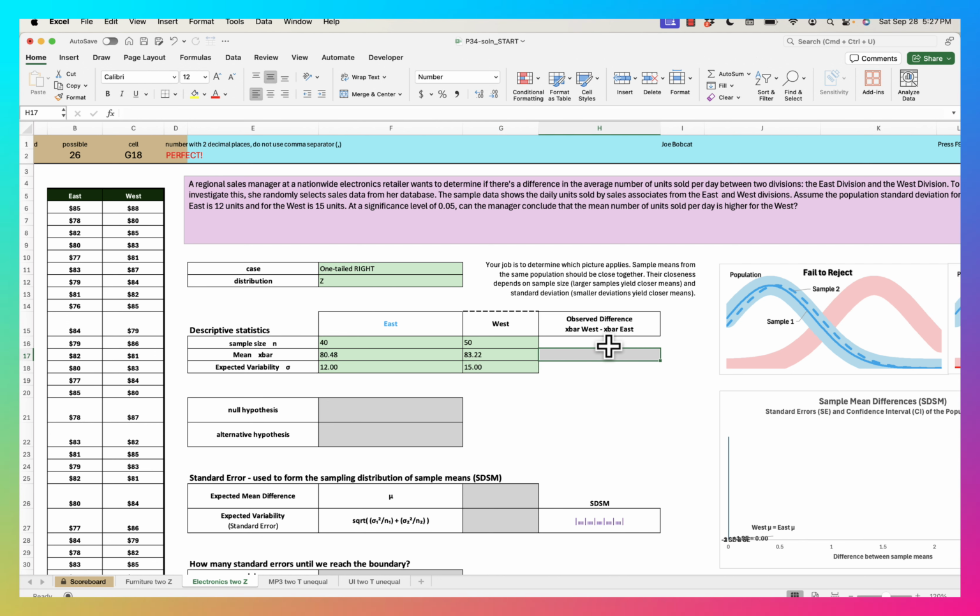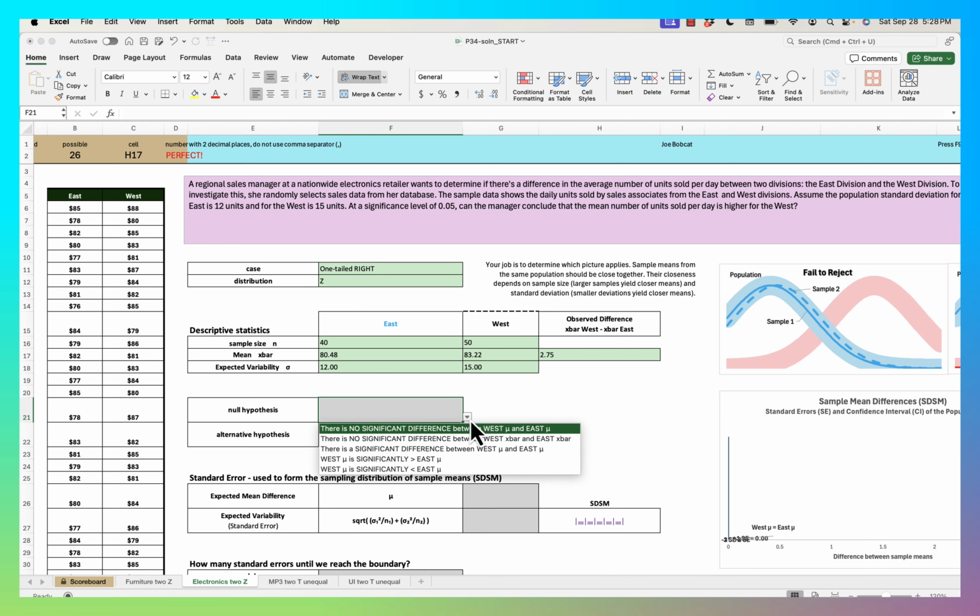So this is our first big important number, the observed difference between the two samples. So that's going to be equal to West minus East. So it's 2.75. So is that a big deal? Not a big deal? We're going to find out.